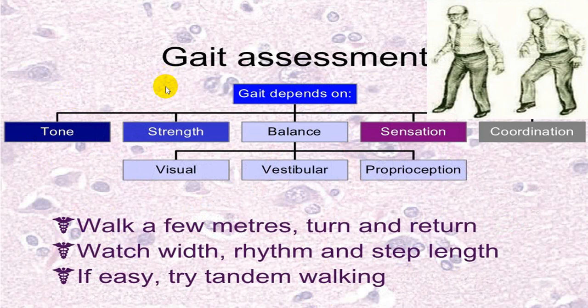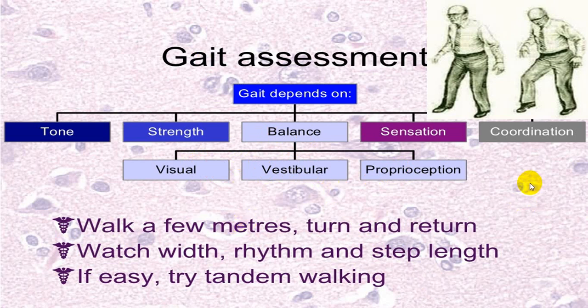Gait can be affected because of tone, because of strength, because of balance, because of sensory system input, and because of coordination. Coordination will be affected very frequently because of cerebellar disorders. This will be because of severe peripheral neuropathy. This will be because of lower motor neuron or upper motor neuron palsy. And tone will be affected because of lower motor neuron, upper motor neuron, extrapyramidal disorders, or even cerebellar disorders. And balance can be affected because of visual input, vestibular input, proprioceptive input, and the cerebellum. So all this can affect the gait.